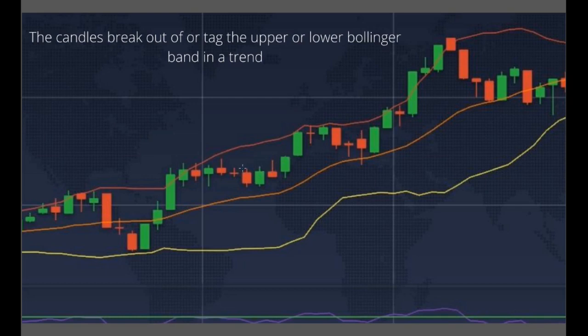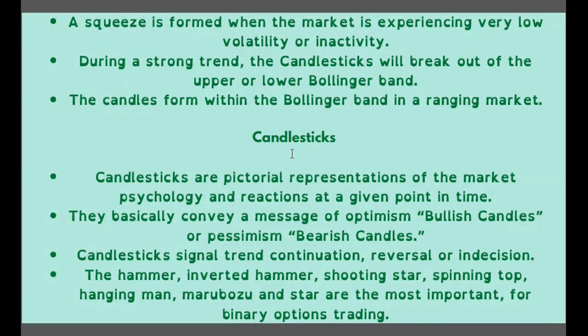So this is basically a practical explanation or example of how the Bollinger Band can be used to determine the trend and the momentum of a market.